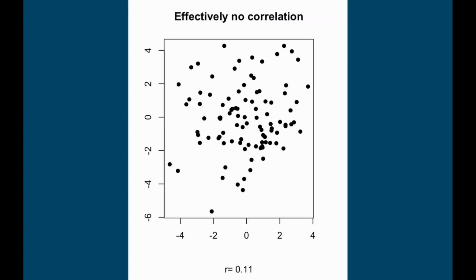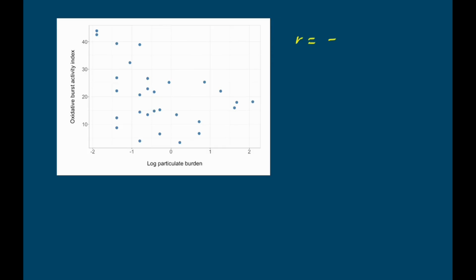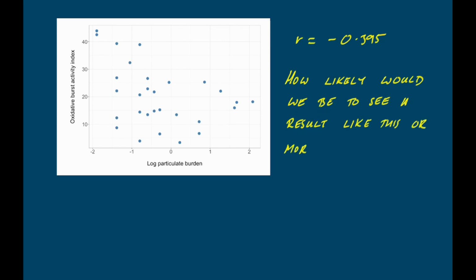And then finally, here's an example of some data that have effectively got no correlation or a very, very weak correlation. And the R value here is 0.11. So we can calculate our R value for our data. And in the case of our immune data from Malawi, that's telling us that there is a negative correlation between particulate burden and oxidative burst. And it's telling us that it's a weak to moderate negative correlation.